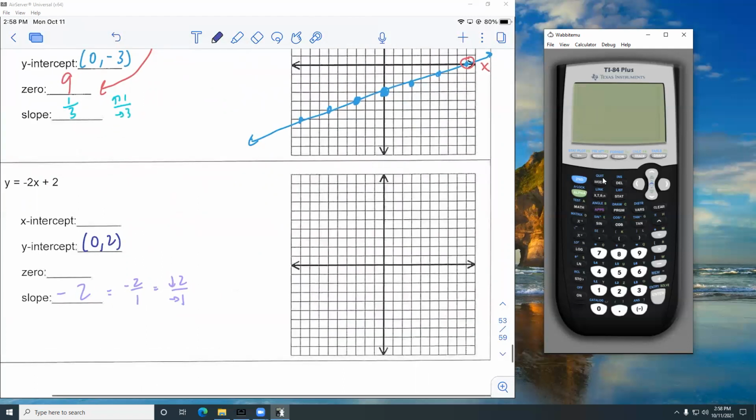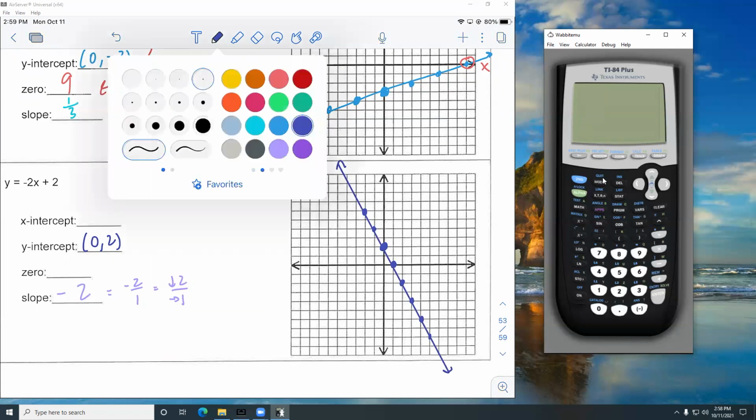So I go up 1, 2, and I go down 2, right 1, down 2, right 1, down 2, right 1. Each time. Go back up to your y-intercept and go up 2, left 1 just a couple of times. And then drawing your line, that's good enough. Okay, I'm so bad at drawing straight lines. All right, so there's my line.